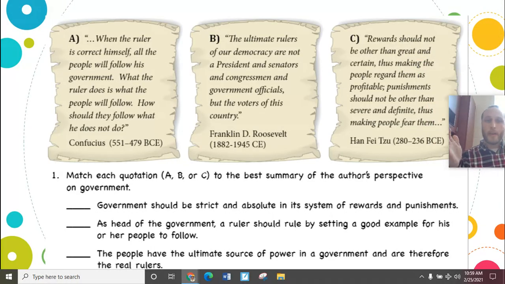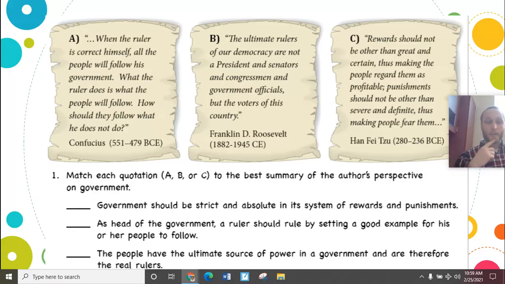So if you're looking at quote A, quote B, and quote C, I want you to figure out which perspective is going to match here. It says, government should be strict and absolute in its system of rewards and punishments. Which of those would match up with that? Which of those, A, B, or C?